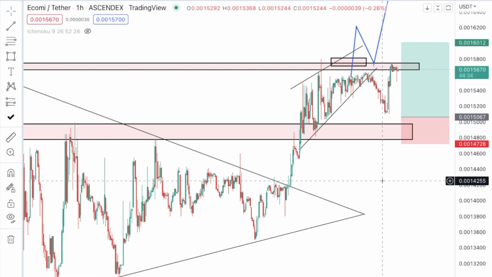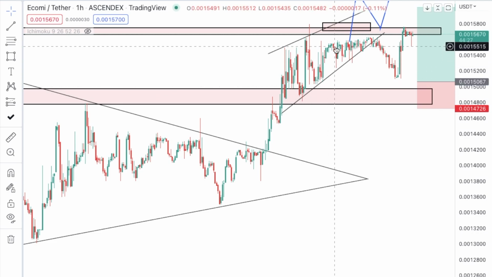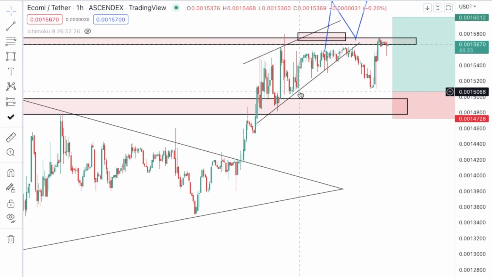So right here we did have that breakout. We did talk about the structure and I even put it out for you guys: look for your breakout, retest, get into your trade to the upside. We did get that beautiful trade. I did get into 2 trades, beautiful profits, and I'm really loving the profit so far.